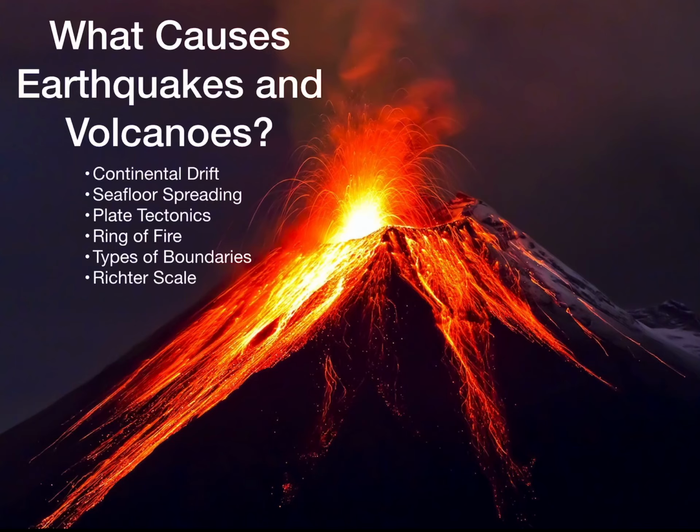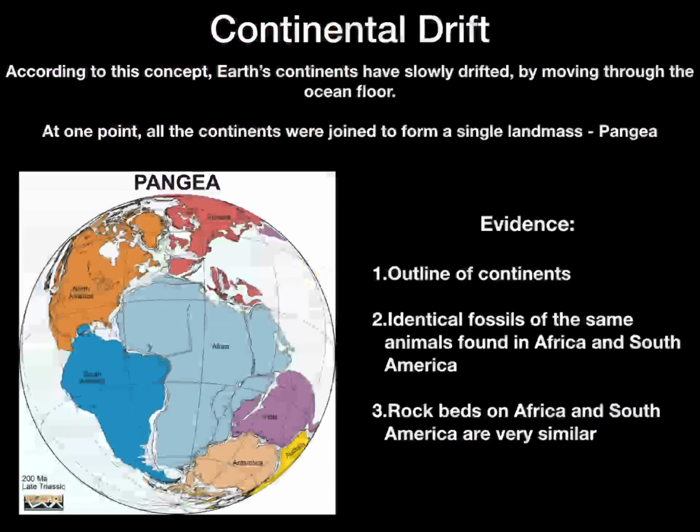In order to understand what causes earthquakes and volcanoes, we need to understand these 6 bullet points here. You need to understand what continental drift is, what seafloor spreading is, what are plate tectonics, what is the ring of fire, what are the different types of boundaries, and the Richter scale. So let's go ahead and start with continental drift.